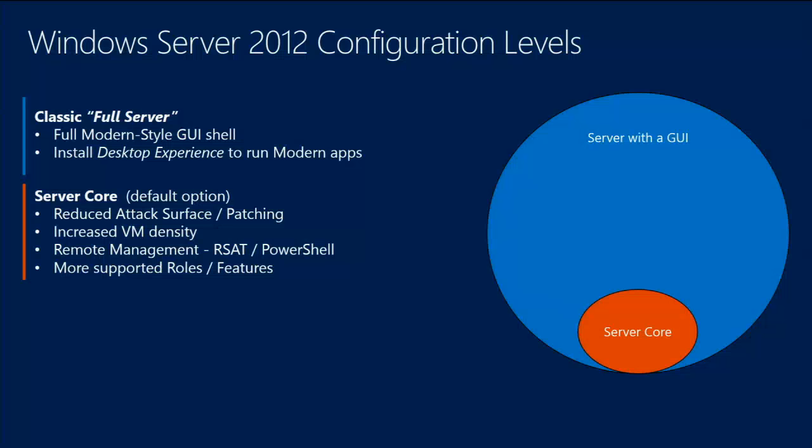So let's talk about Windows Server 2012 configuration levels. The first one here is the classic full server. In Windows Server 2012, we talk about this as being server with a GUI. So it's a server, plus we've got the graphical shell on top. It's still there. It's very much what you expect out of previous versions of server.